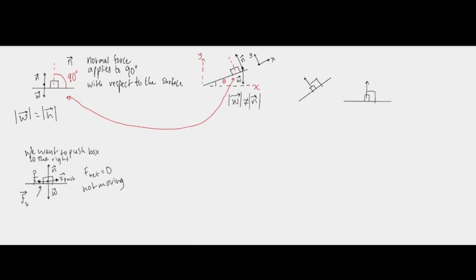So if this is what it looks like when the box isn't moving, well, what happens when the box actually starts to move? So here we had F net equals 0 when the box is not moving, and we had some static friction. And so now we want the box to move. So we have box moving.